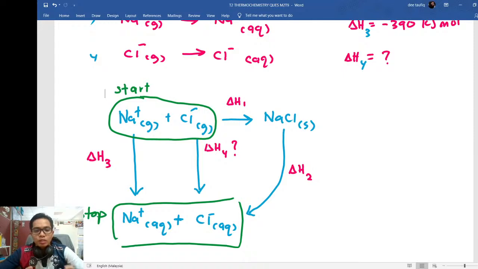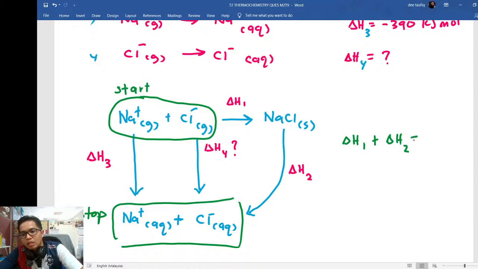Okay. So from your starting point to your stop, or your end point, it will either go to the right and then going down, delta H1 and delta H2. So delta H1 plus delta H2. Kemudian the stop equal another way, straight away going down, delta H3 and delta H4. So delta H3 plus delta H4. So this is the formula for this cycle.